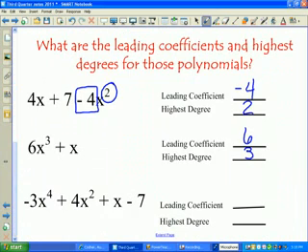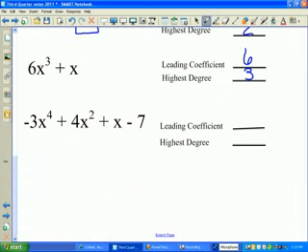That means my leading coefficient is 6. And lastly, let me raise this up a little bit. My leading coefficient would be negative 3 because my highest degree is 4. It's as simple as that. Okay? So when we start working more and more with polynomials, we're going to be able to pair things up, or we're going to be able to find answers based on looking at our level of degrees and coefficients.